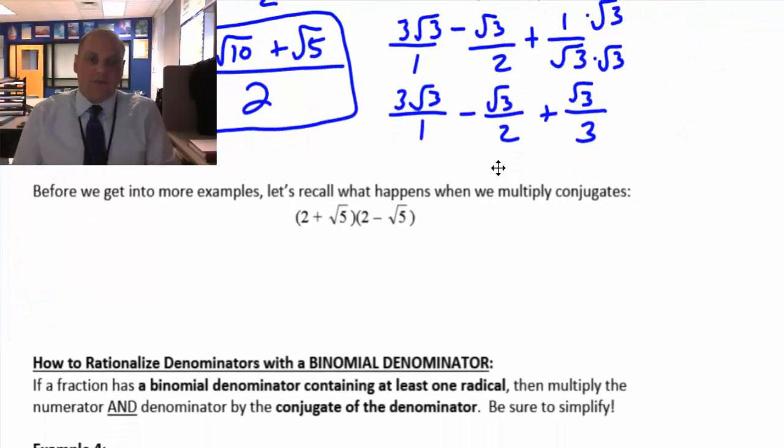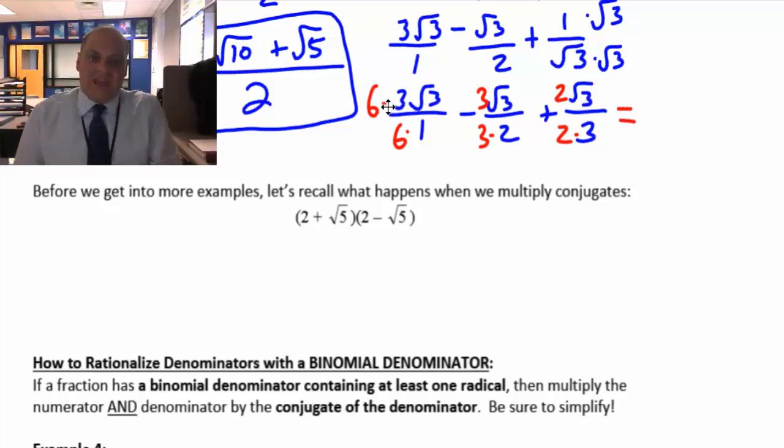and now we're ready to combine. We need like denominators. We need a common denominator here. So we're going to go times 2 here, times 2, times 3, and this one needs times 6, times 6. All right, so now we have our common denominator. We have 18 radical 3 minus 3 radical 3 plus 2 radical 3. 18 minus 3 is 15 plus 2 is 17. I have 17 radical 3 in my numerator, and of course just over 6.